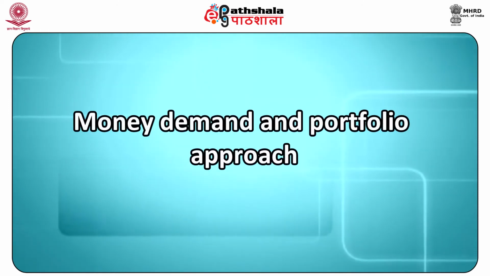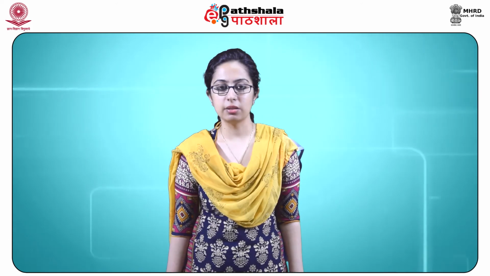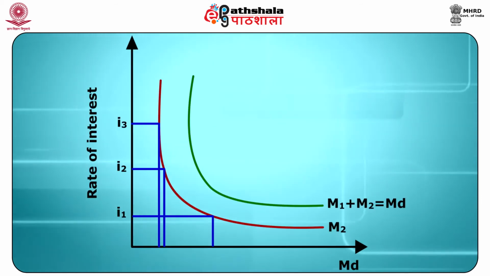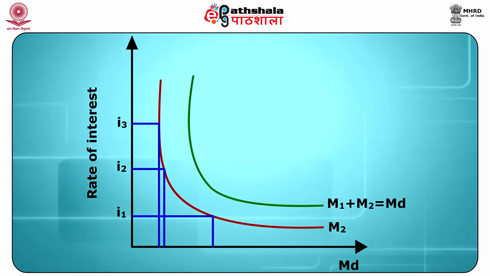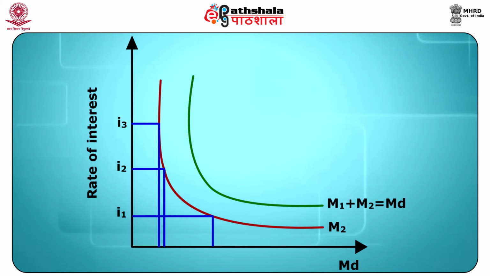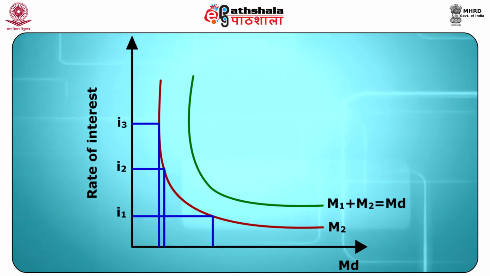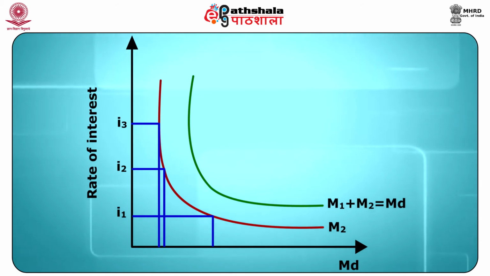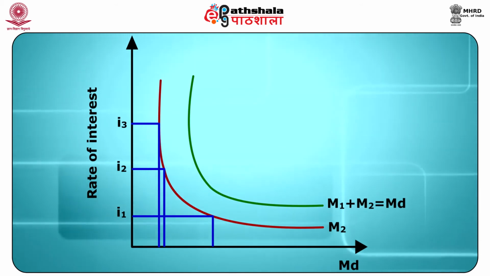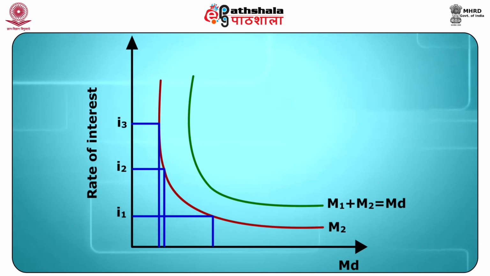Next is money demand and portfolio approach. As the rate of interest increases, the bond holding increases as per portfolio approach. This would imply that the aggregate money demand curve will show a negative relation between rate of interest and demand for holding money. And since money holding declines at a faster rate, the M2 function or speculative money demand function would be downward sloping and would be convex to the origin. MD is the demand for real cash balances.